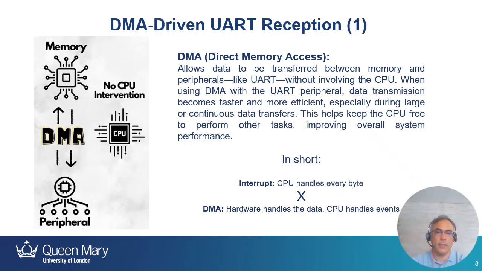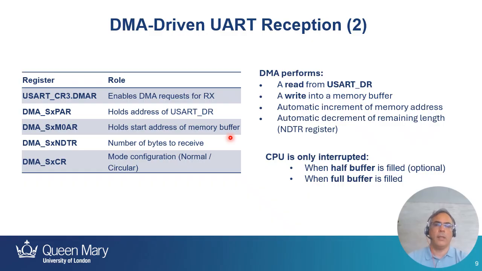So let's see how the STM32 handles it. Let's first look at the configuration registers involved in DMA-driven UART reception. The USART CR3 DMAR bit enables DMA requests from the UART receiver. The DMA SxPAR defines the peripheral address, which is the UART data register. The DMA SxM0AR defines the start address of the memory buffer where the data will be stored.